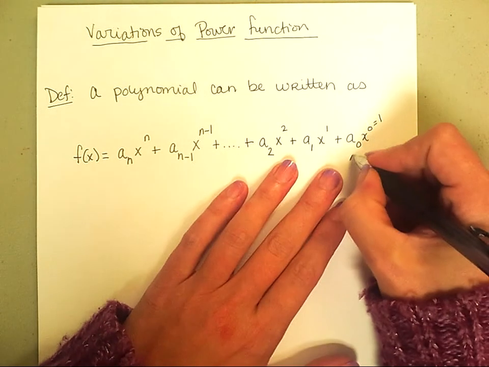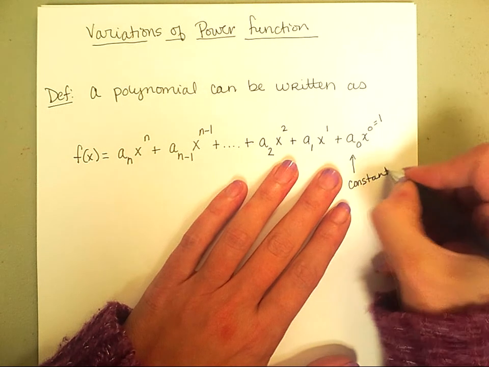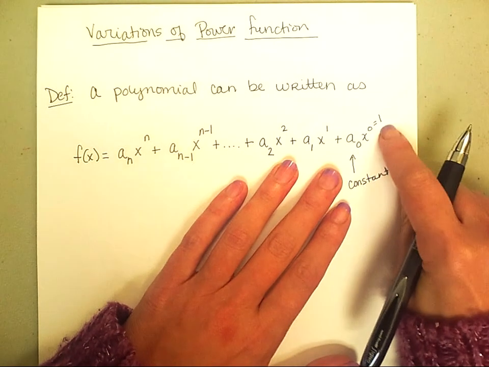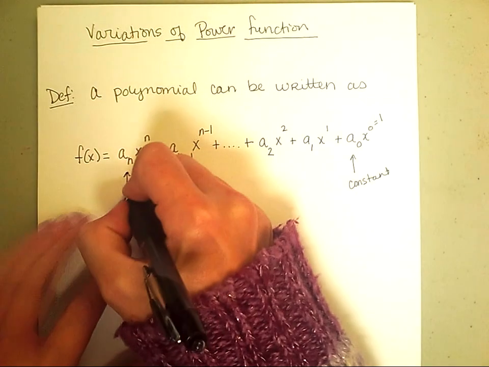Okay, so this is going to be your constant term, okay, because there's no variable associated. X to the 0 is 1. Okay. Now, this is going to be the leading term.